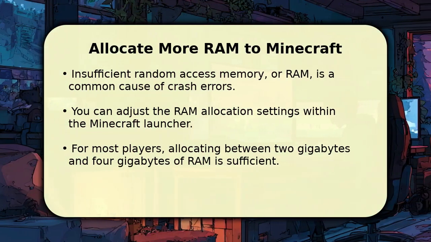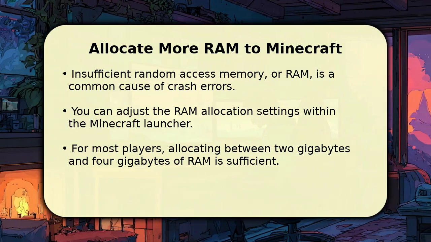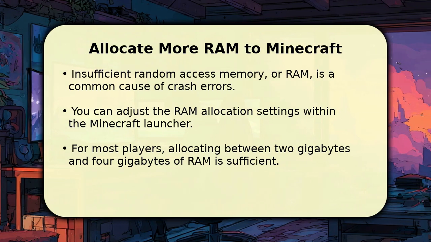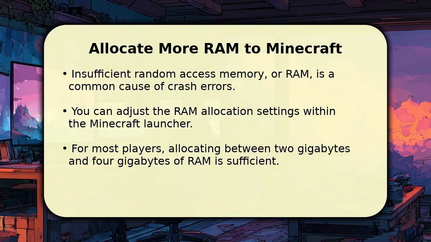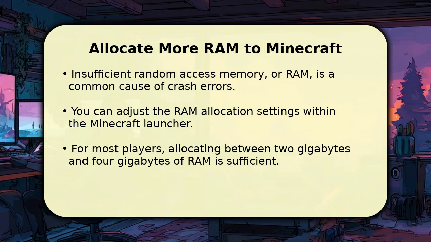Error code 1 can often stem from Minecraft not having enough allocated random access memory, or RAM. You can easily adjust this setting within the Minecraft launcher under the Installations tab. Edit your profile, then open the More Options section to find the Java Virtual Machine arguments.